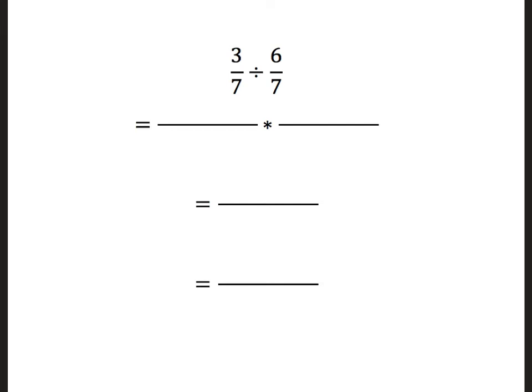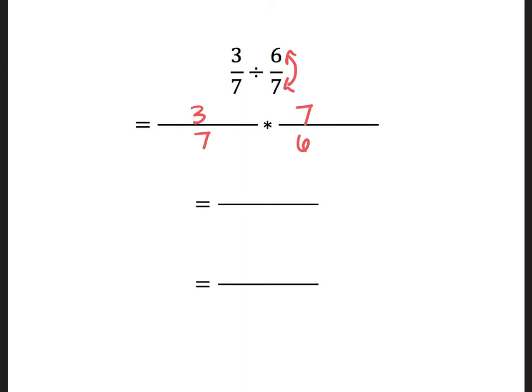To divide our fractions, we're going to keep that first fraction the same. So my first number is still going to be 3 over 7. And then we're going to multiply by the reciprocal of the second one, which is just a fancy way of saying flip the second one and then multiply. So that's going to be 7 over 6 when I flip it. From there, we're just going to multiply straight across.